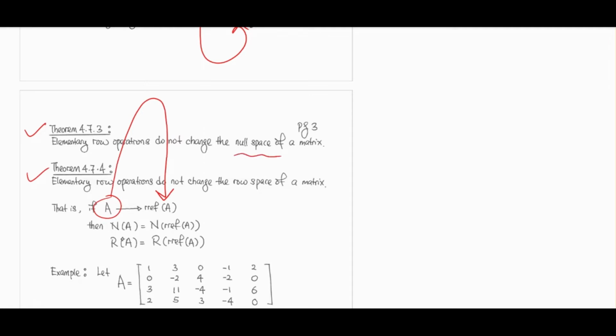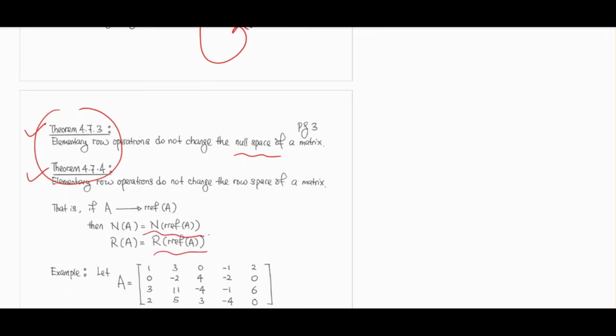So that means that the null space of A and the null space of the RREF of A are the same. And that also means that the row space of A and the row space of the RREF of A are also the same. That's the very important implication of these two theorems. You might wonder why this will be helpful. We'll see in a minute that it is.